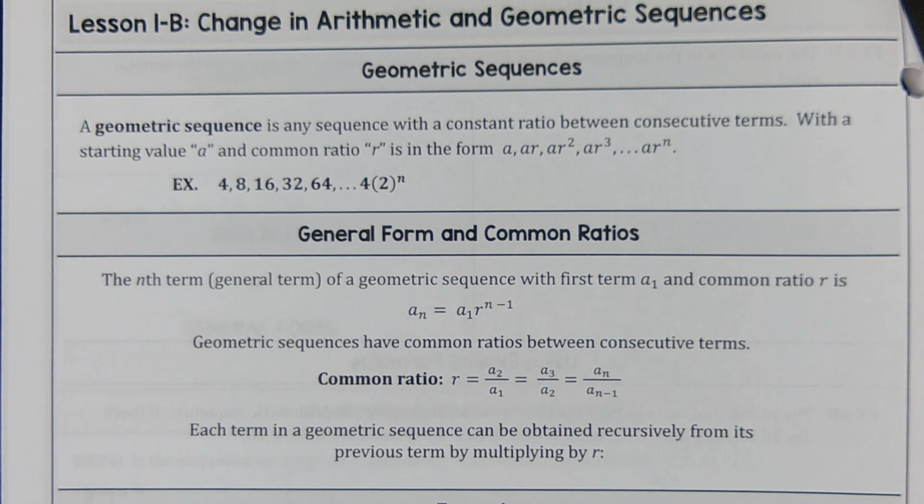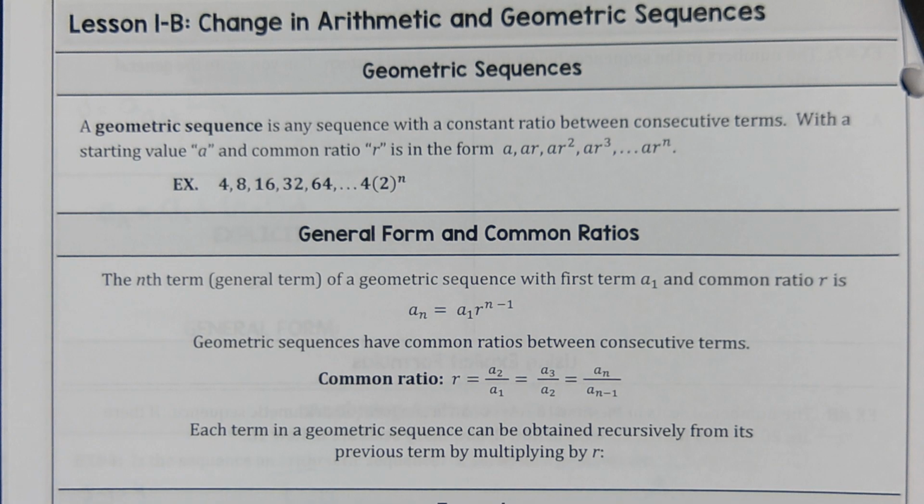But what does it mean to be geometric? Well, arithmetic meant adding or subtracting the exact same thing every single time. Geometric means multiplying by the same thing every single time. So a geometric sequence is any sequence with a constant ratio. We don't call it the common difference. We call it the common ratio. Between two consecutive terms, you could have any starting value you want, a or a sub 1 or whatever, and r is the common ratio.